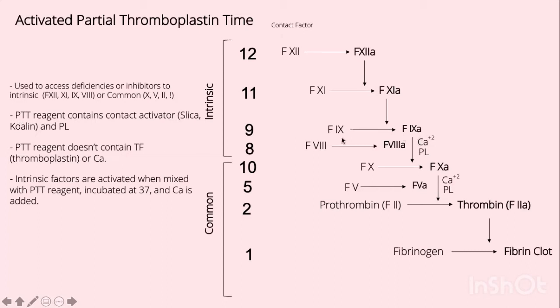That's why, after warming the plasma and adding the partial thromboplastin reagent, we add calcium later on and calculate the time needed to form the clot. Again, the fibrin clot here is a soluble one. It needs factor 13 to be converted to the mesh.